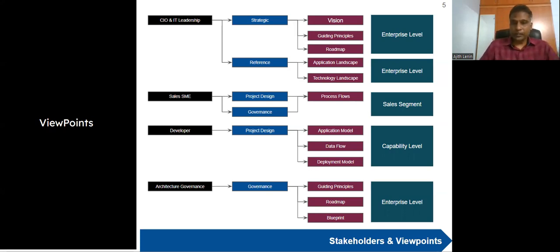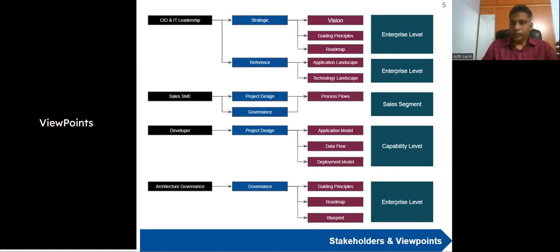So to start with the why aspect, when we look at a CIO or an IT leadership team as such, their primary use could be to make strategic decisions. So when we say strategic decisions, the typical components they would use would be the vision of the organization, the guiding principles, or a roadmap. So those are the strategic aspects of it.